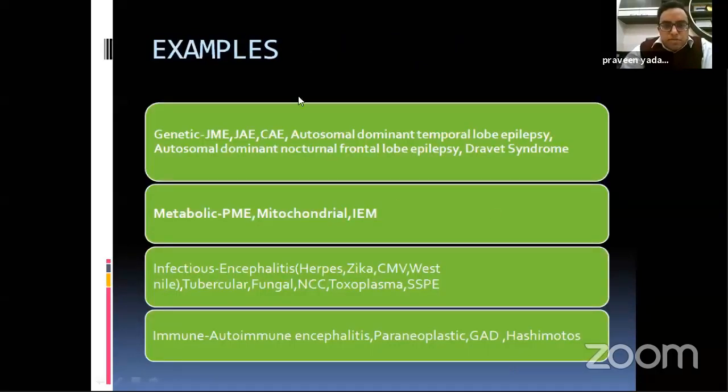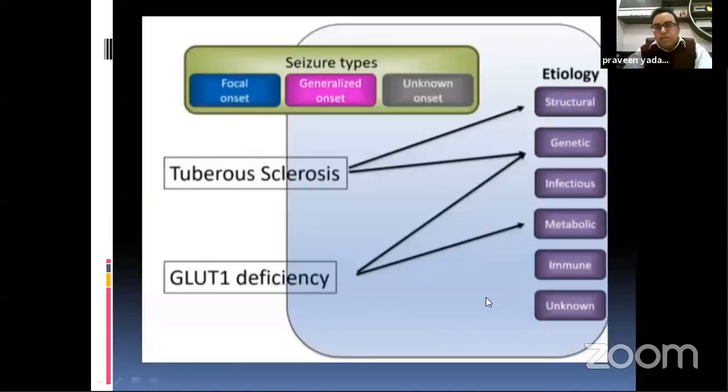Now, these are the examples which I have already mentioned: genetic epilepsy, JME, JE, and then childhood absence epilepsy and Dravet syndrome. And metabolic, you are having PME, mitochondrial disorders, and inborn errors of metabolism. Now, one thing you have to remember is that there may be multiple etiologies. For example, take tuberous sclerosis, it is a structural disorder. So there are tubers in the brain, but there is a genetic defect also there. We know that hamartin 1 and 2, the genes are affected.